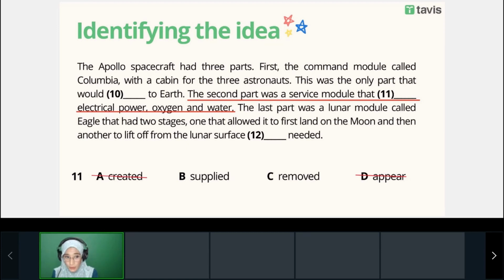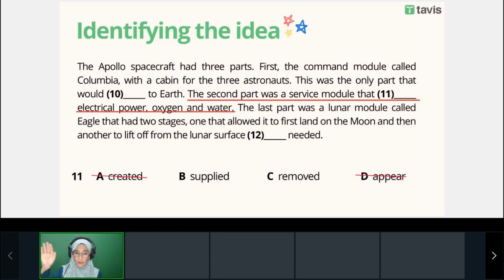Let's try and read the whole thing up until here. Now, the Apollo spacecraft had three parts. First, the command module called Columbia with a cabin for the three astronauts. This was the only part that would something to Earth. That would return to Earth. The second part was a service module that something something. Don't you think it's supplied?